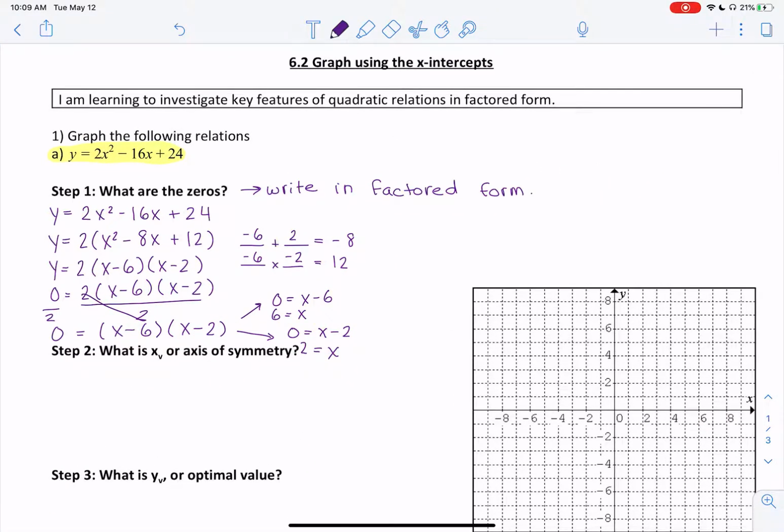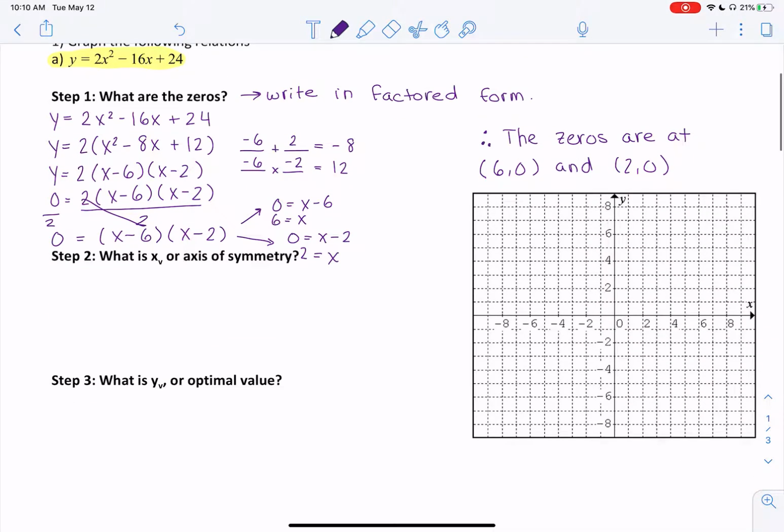So now we have our two zeros. Therefore, the zeros are at 6, 0, and 2, 0. So let's go and put those on our graph. So we have one at 2, 0, and one at 6, 0.